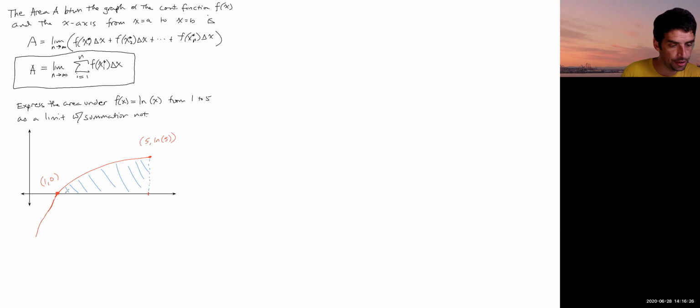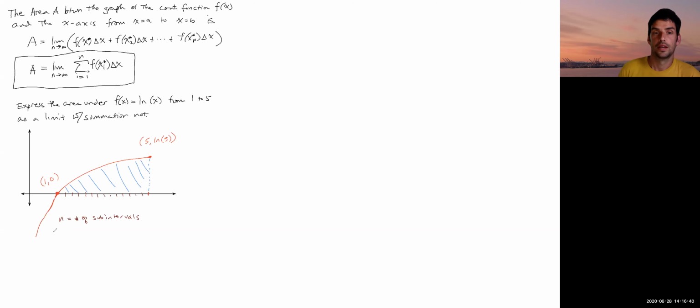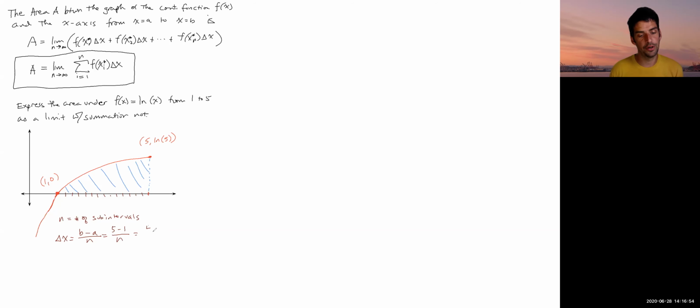Well, the first thing we did was we imagined chopping up this interval into little pieces, right? So if n is the number of sub-intervals, then delta x is the width of these. Remember, it's the length of the total interval divided by the number of pieces we chop it into. So in this case, that's 5 minus 1 over n, or 4 over n.